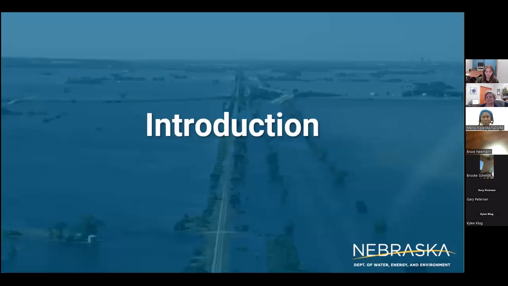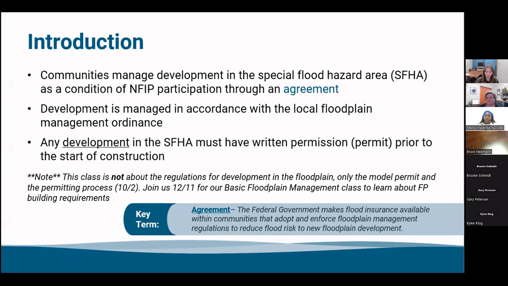Communities manage development in the special flood hazard area as a condition of joining the NFIP. This is based on an agreement that the federal government will make flood insurance available within communities that adopt and enforce floodplain management regulations to reduce the flood risk to new floodplain development. These regulations are found in your local ordinance, which is adopted by the community.